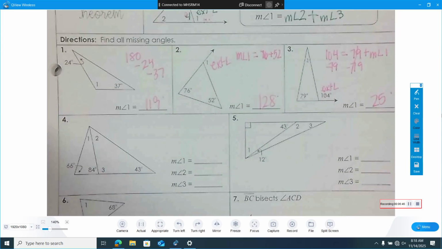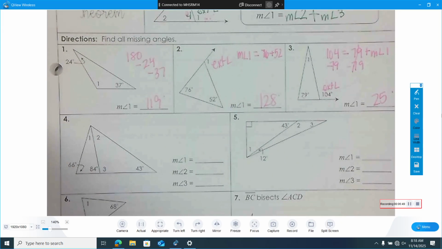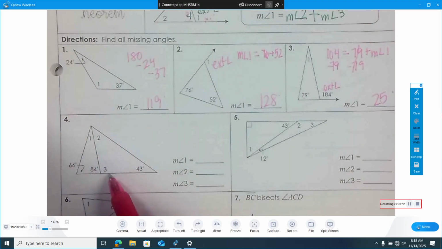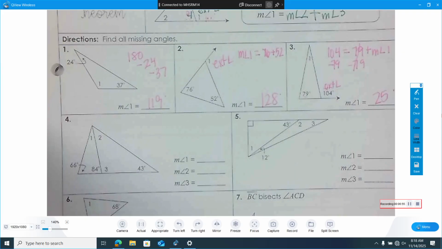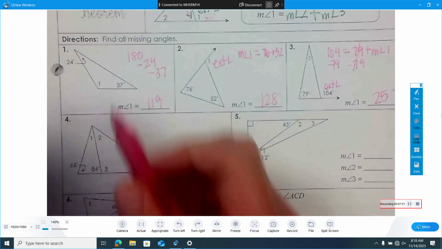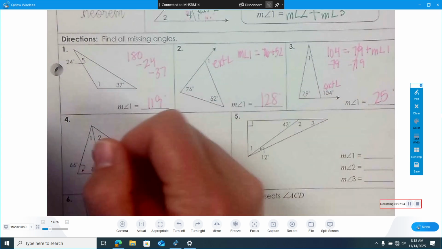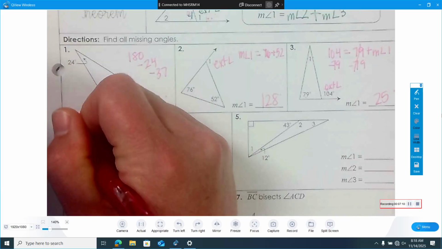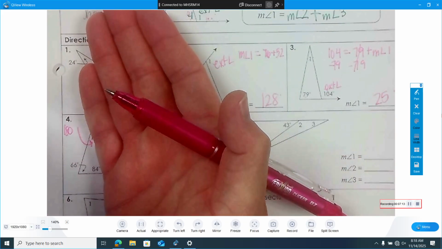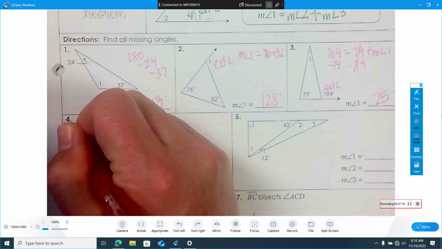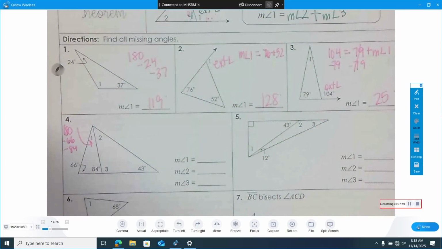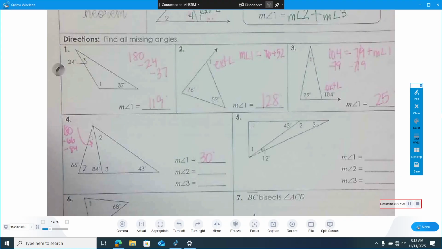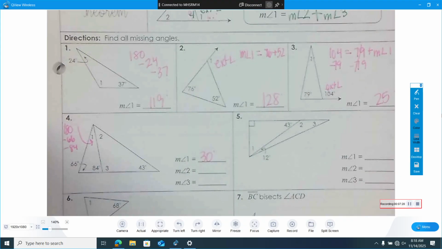Let's look at number 4 here. We have to figure out the measure of angle 1, the measure of angle 2, and the measure of angle 3. Where do you want to start? Measure 1, and subtract from 180, sure. So we can figure out the measure of angle 1 pretty easily. I'm going to draw an arrow right there. We've got a little triangle here, so we know all three angles should add to 180, and so we can subtract the 66 and subtract the 84. 30, yeah. All right, so there's the measure of angle 1.